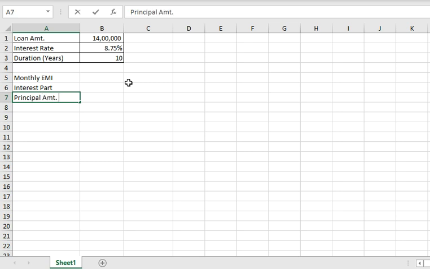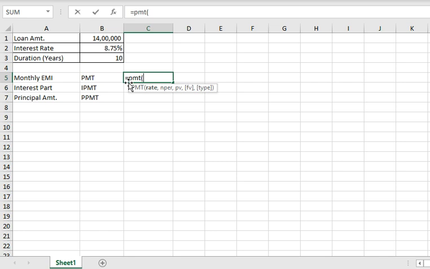on a monthly basis. To know the monthly EMI, we have to use the PMT function. To know the interest part, we have to use the IPMT function. And to get the principal amount value, we have to use the PPMT function. I think you are already aware of it. Now, equals PMT, then go for the rate.